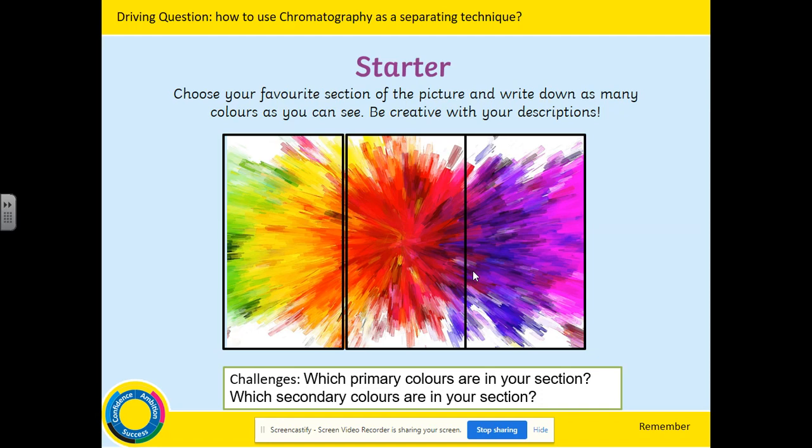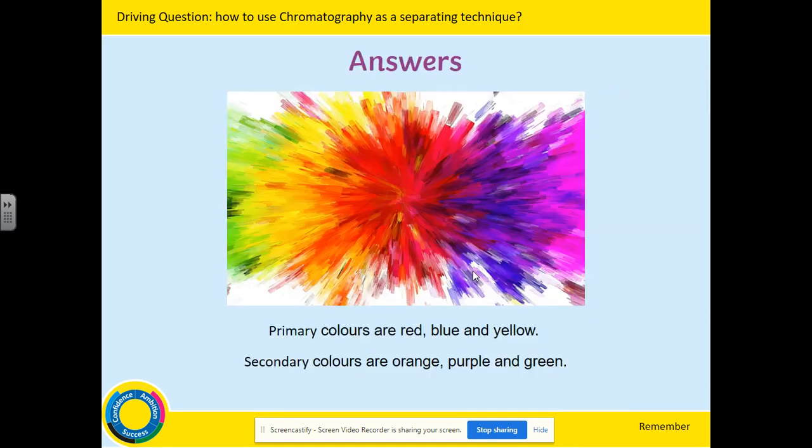Now, for those who do not remember your primary and secondary colors, here they are. Primary colors are red, blue, and yellow. Secondary colors are orange, purple, and green. At the end of this activity, I want you to take a picture and send it over to me via my email address.